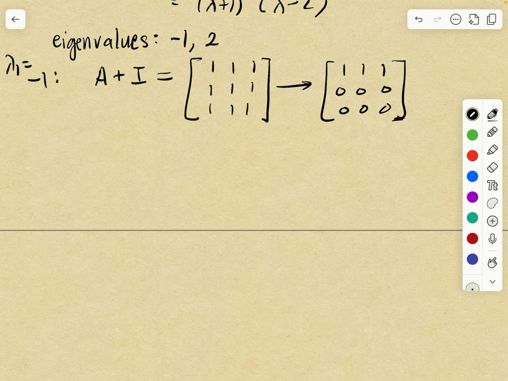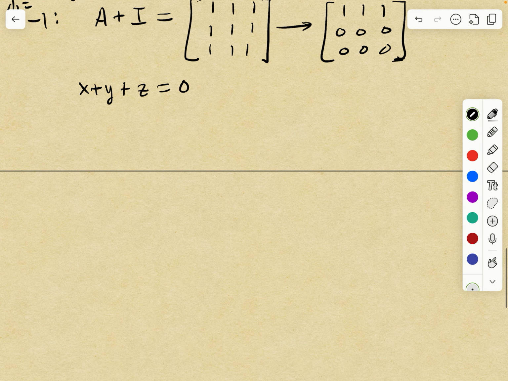And now when I write down the equation, this first row tells me x plus y plus z equals 0. So I need to solve this equation. I need to find a basis for the vectors that satisfy this equation. And I know this is a rank 1 matrix, so the nullity is 2-dimensional, so I just need to find 2 independent eigenvectors.